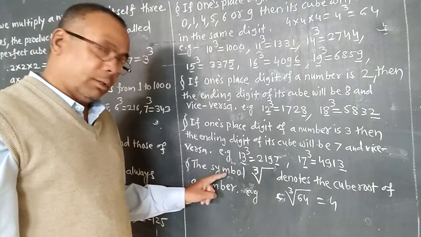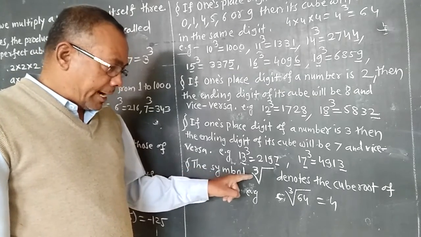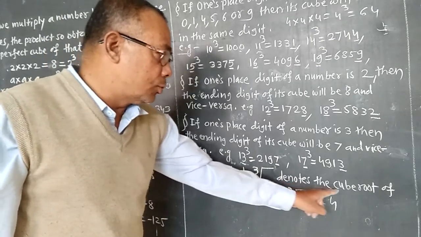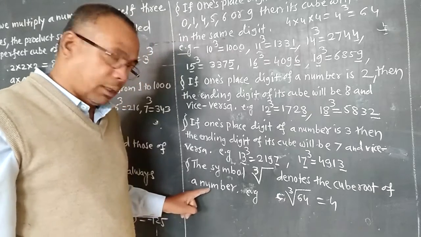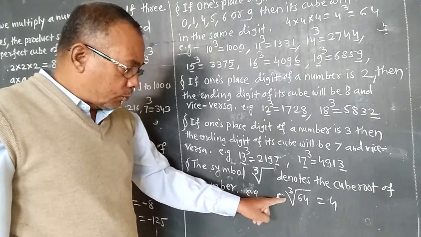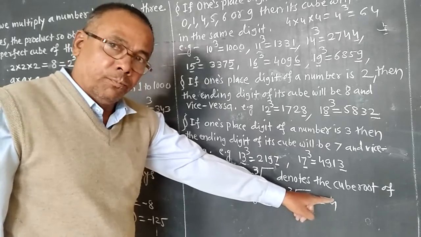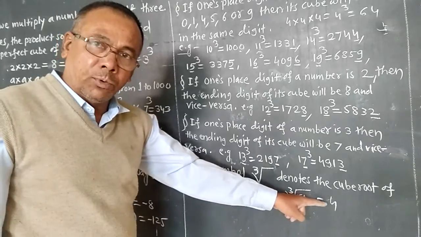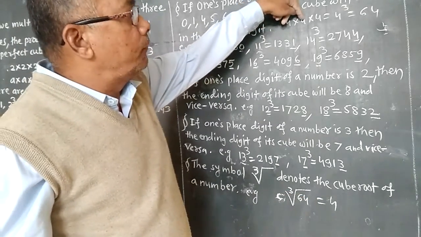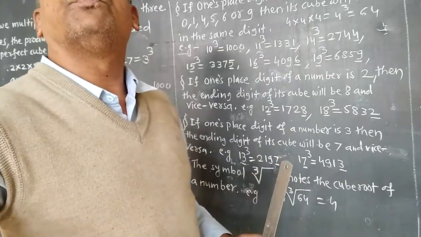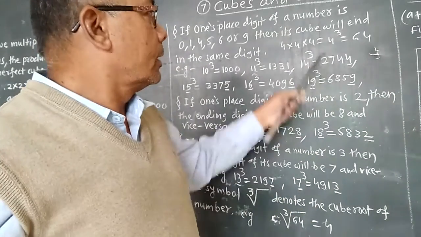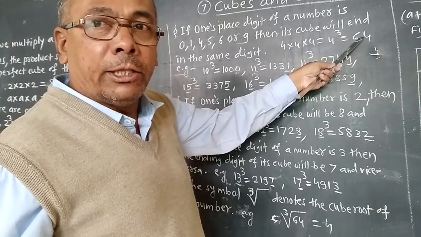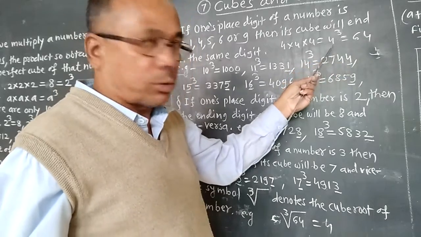And here the radical sign with 3 given there denotes the cube root of a number. For example, cube root of 64 is equal to 4. Why? Because 4 into 4 into 4, that is 4 cube, is equal to 64. Means 4 cube is 64, and therefore cube root of 64 is 4.